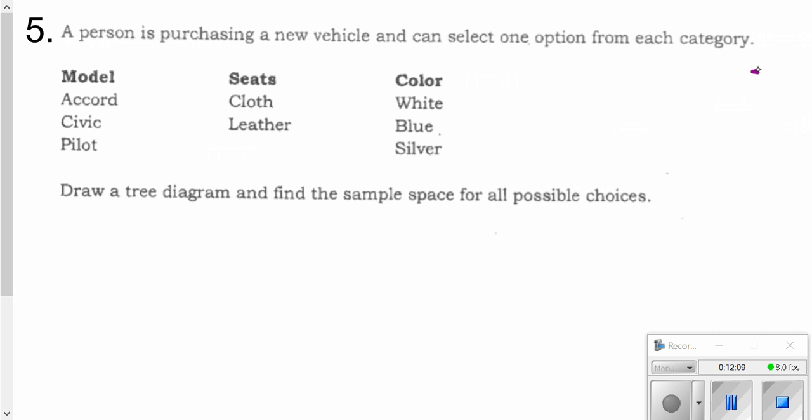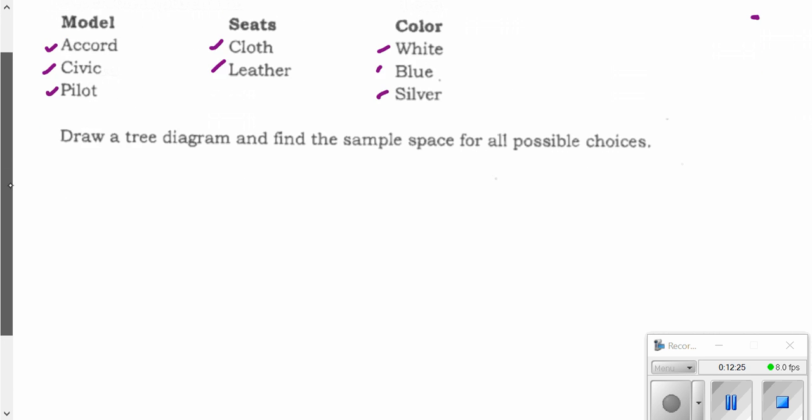Okay, so a person is purchasing a new vehicle and can select one thing from each of these. So they can get an Accord, a Civic, or a Pilot. They can pick the seats to be cloth or leather, and they're either going to get a white car, a blue car, or a silver car.